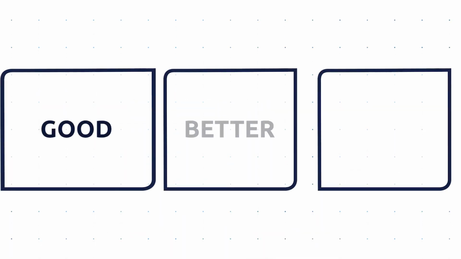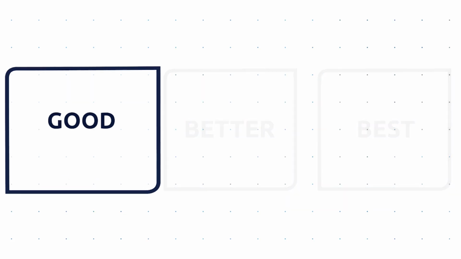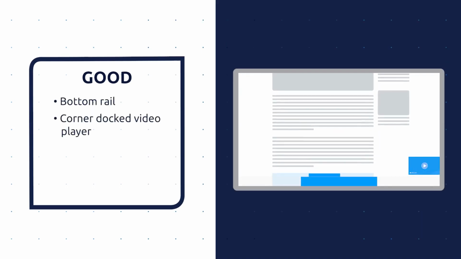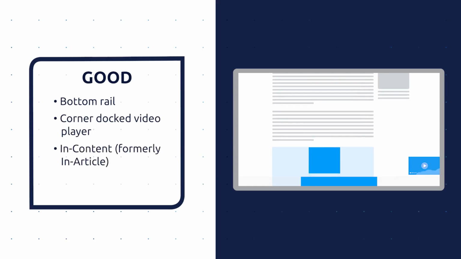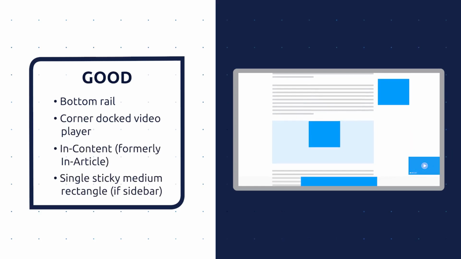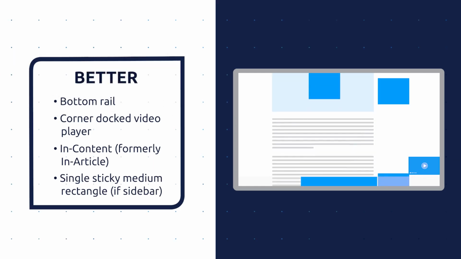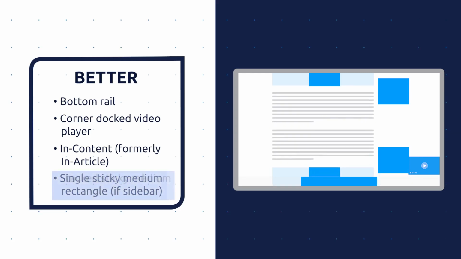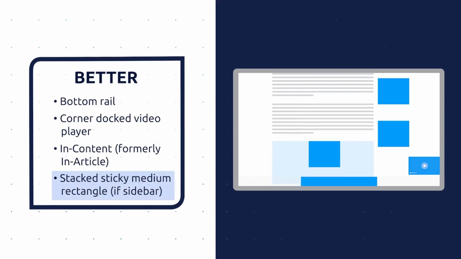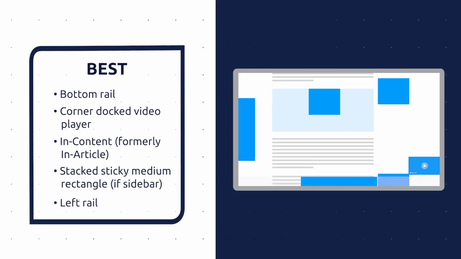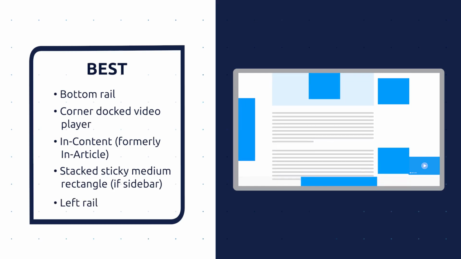You have three options we've laid out here that go from good to better to best in terms of the amount of ad revenue they are capable of generating. At minimum, you'll want to include a bottom rail, corner docked video player, in-article units injected at a set frequency, and a sticky medium rectangle in the sidebar at the end of your content if you have one. You can up the ante by switching your single sticky medium rectangle in the sidebar out for a stacked sticky medium rectangle layout. And to really go the extra mile, you can consider adding a left rail, which should serve only at large enough screen widths on desktop devices.